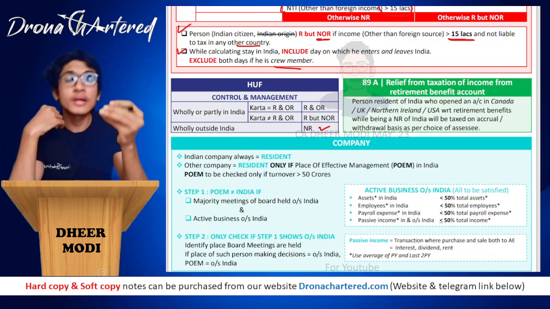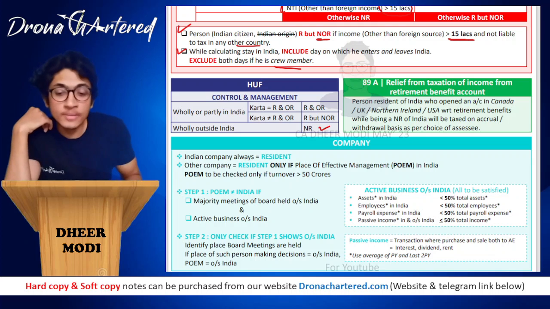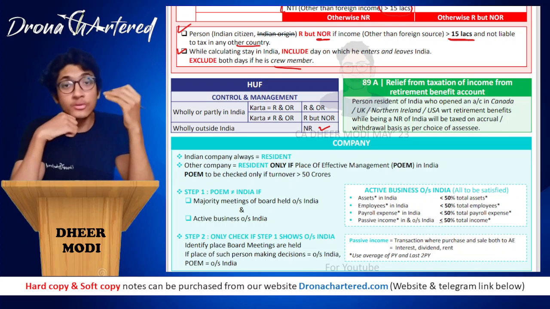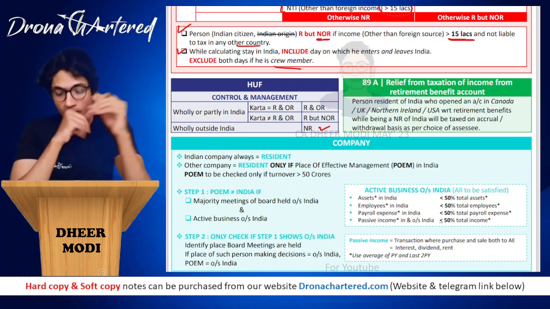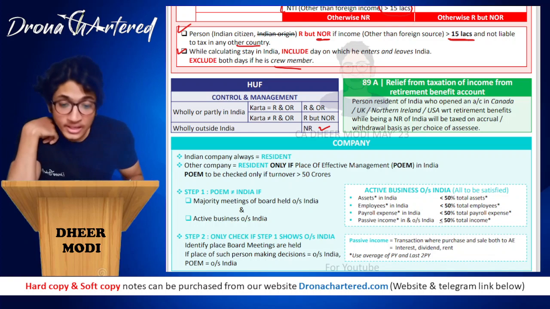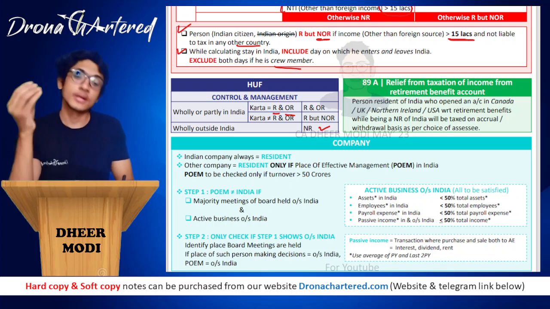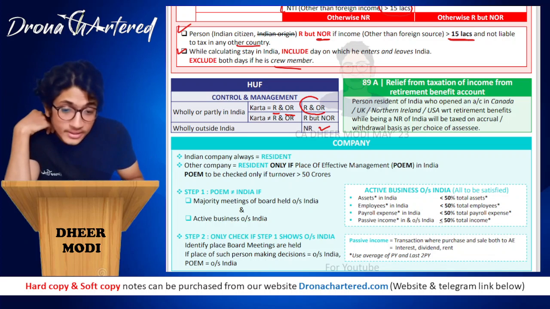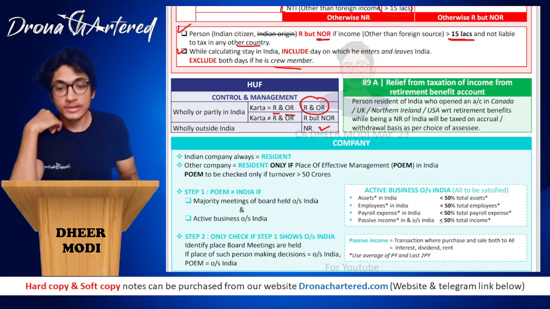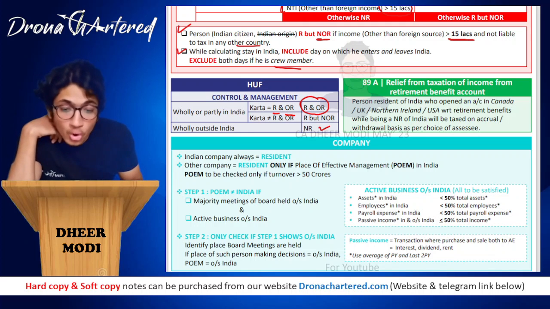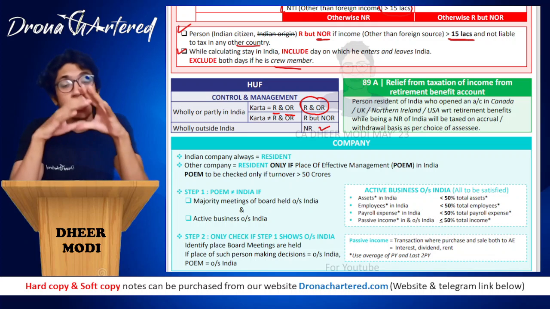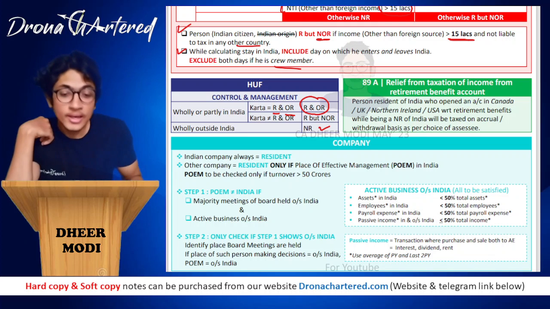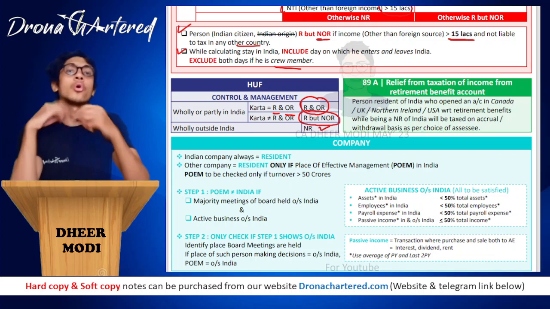Now what if it is wholly or partly in India? Either some parts are in India or the entire control and management is in India. In such a case, you will check the Karta, that is the head of the HUF. If the Karta is a resident and ordinary resident, the HUF will also be treated as resident and ordinary resident. And if the Karta is not a resident and ordinary resident, that means if he is anything other than resident and ordinary resident, in such a case, the HUF will be treated as resident but not ordinary resident.